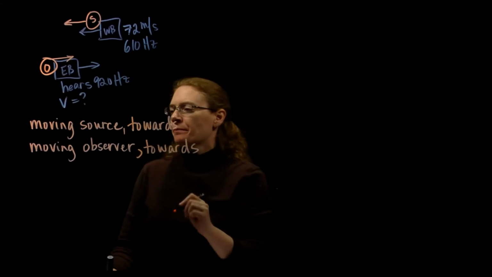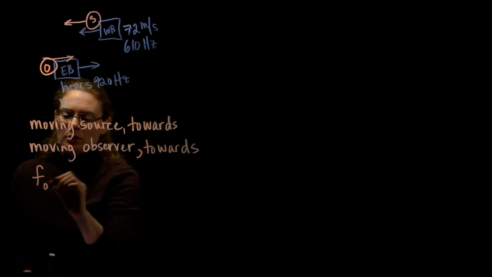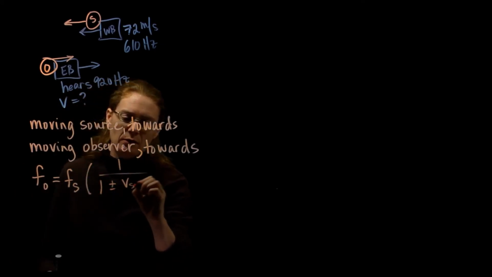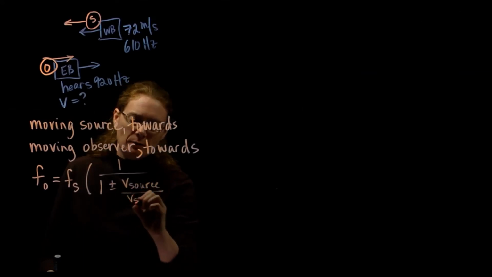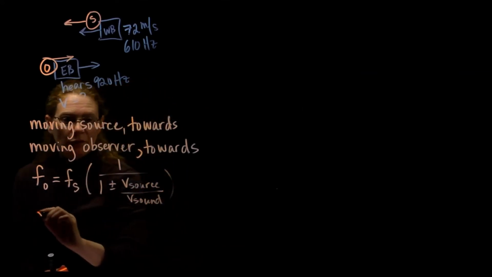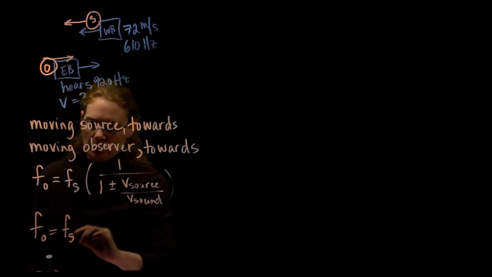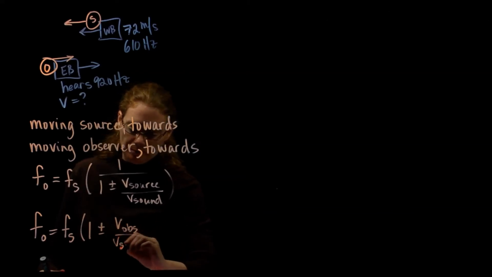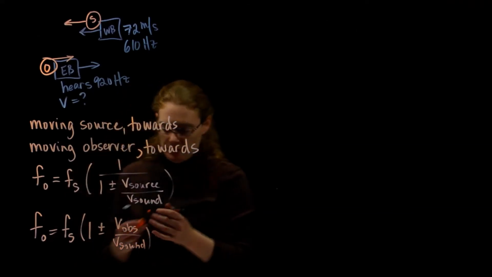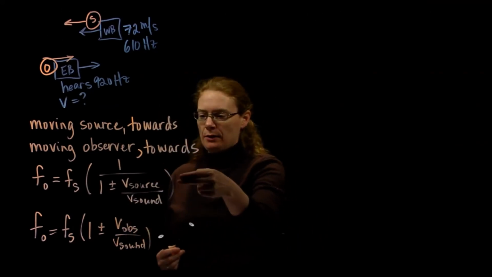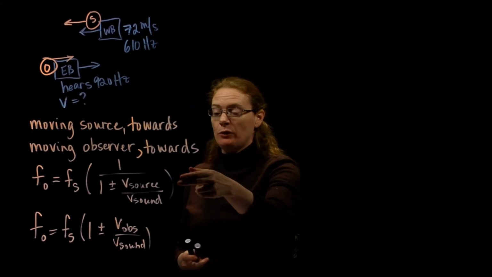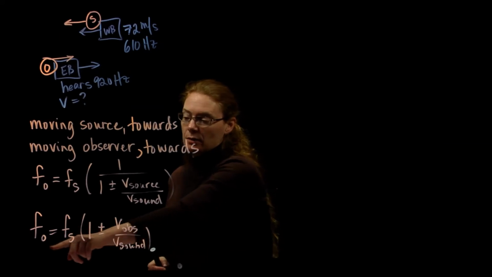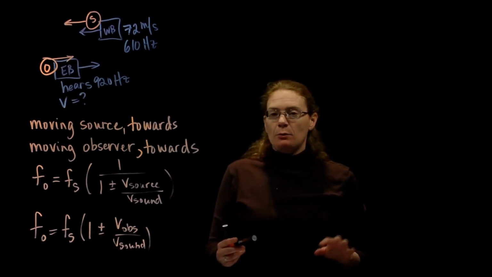So we've got this. And now the source equation, the observed frequency is the source frequency for a moving source. It's 1 over 1 plus or minus V source over V sound. And then for a moving observer, we've got observed frequency equals source frequency times 1 plus or minus V observer over V sound. Now you can do these problems in two steps where you do this to get the frequency shift because of the moving source, and then put that new frequency in here for shifting the frequency because of the moving observer. But you can also take a shortcut.